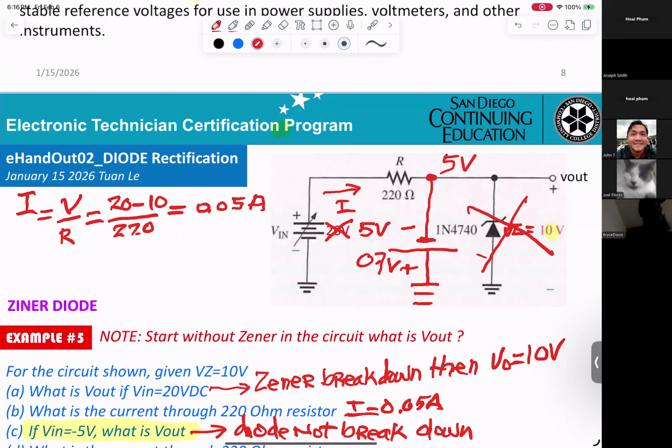And Zener, they not break down. You have to substitute Zener diode by regular diode. Positive, negative, 0.7 volt. Correct? Correct. Okay. So the question is, if V in 5 volt, what is V out? 4.3.